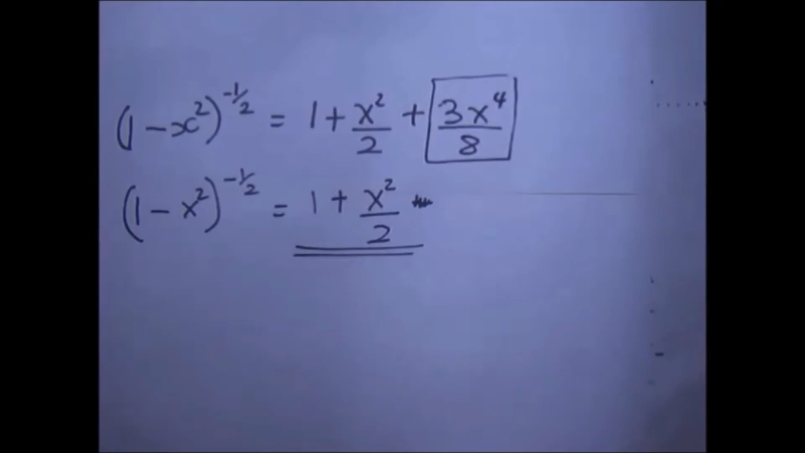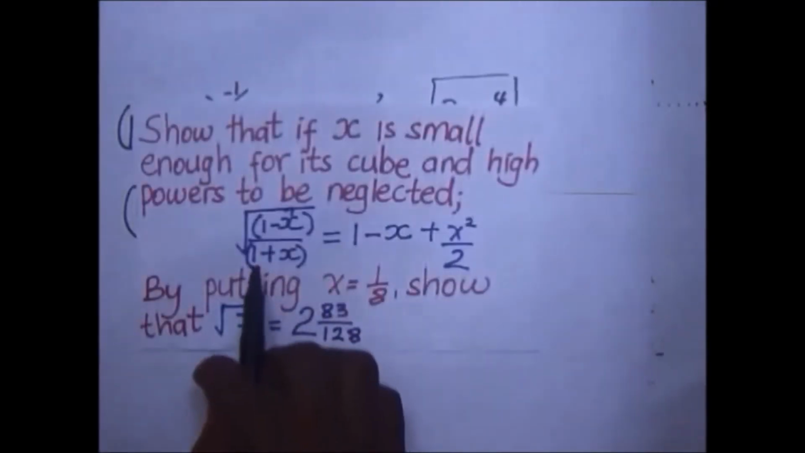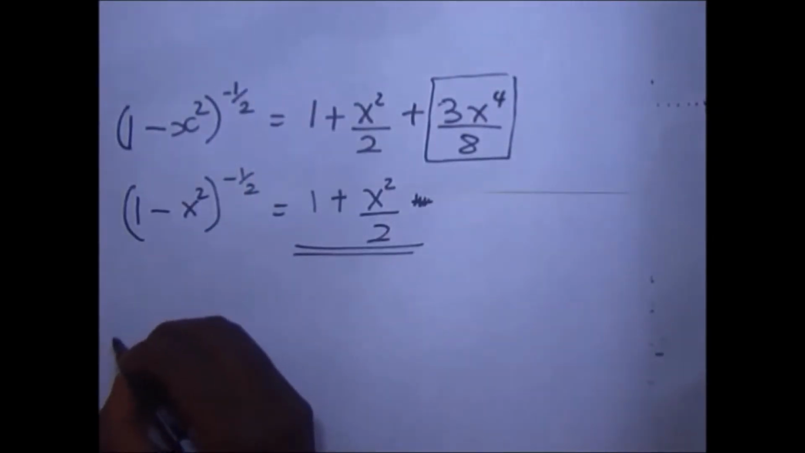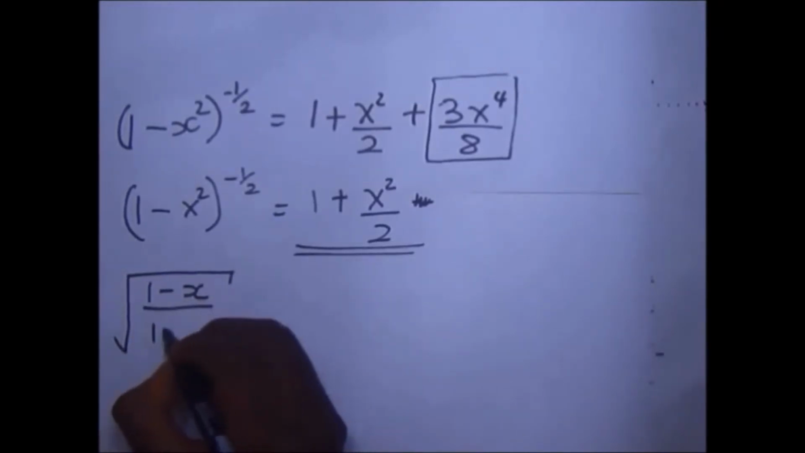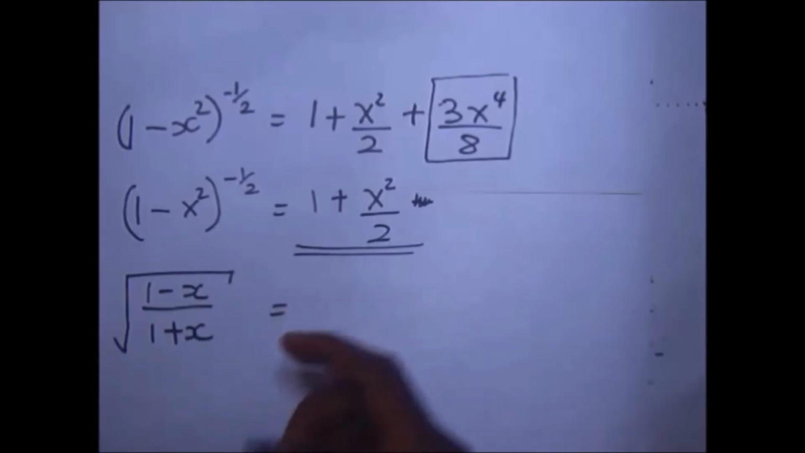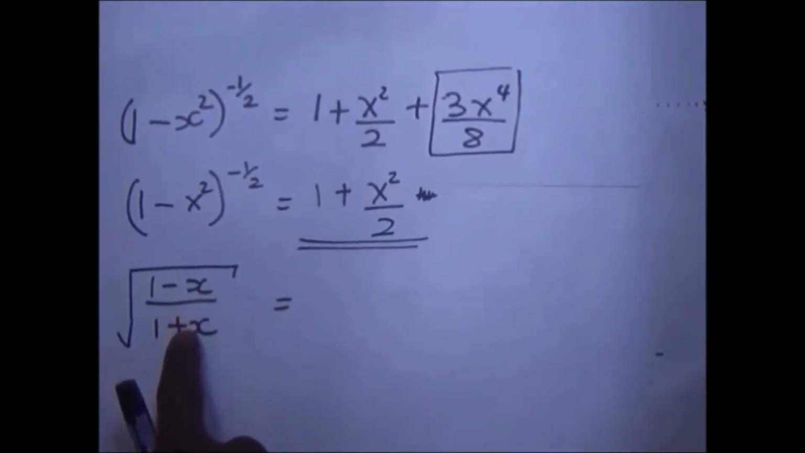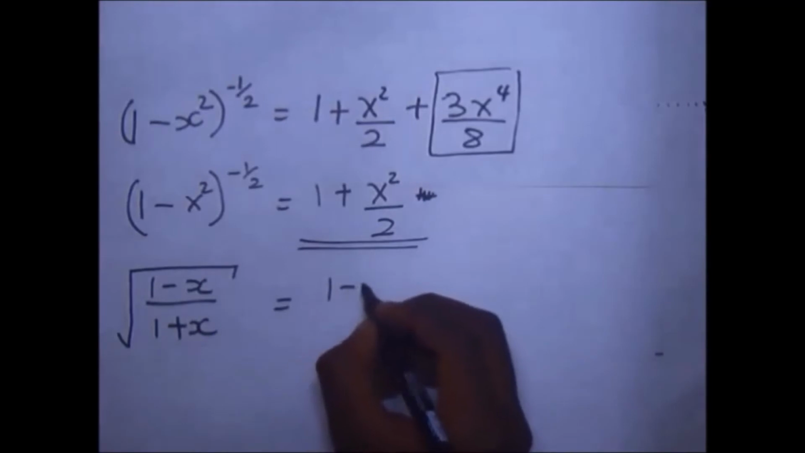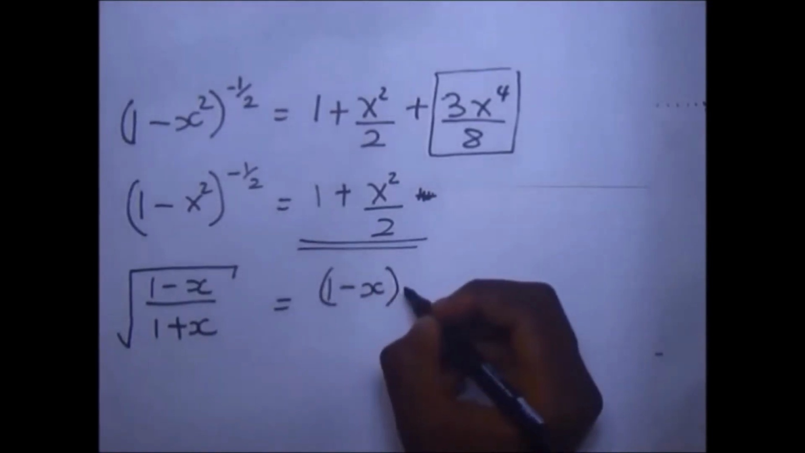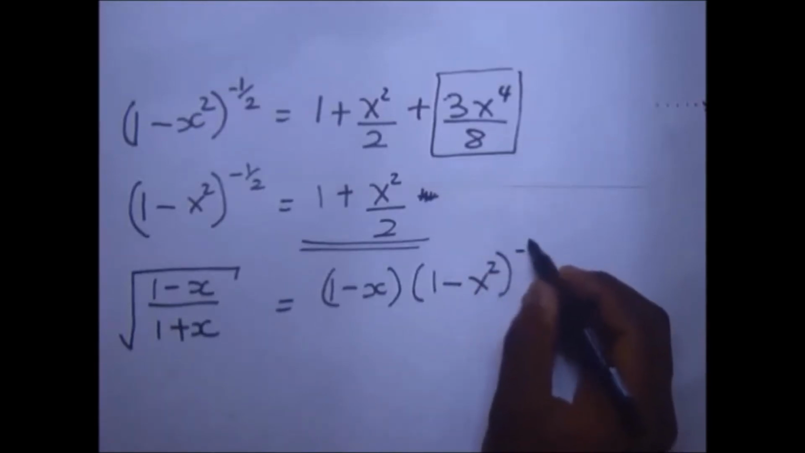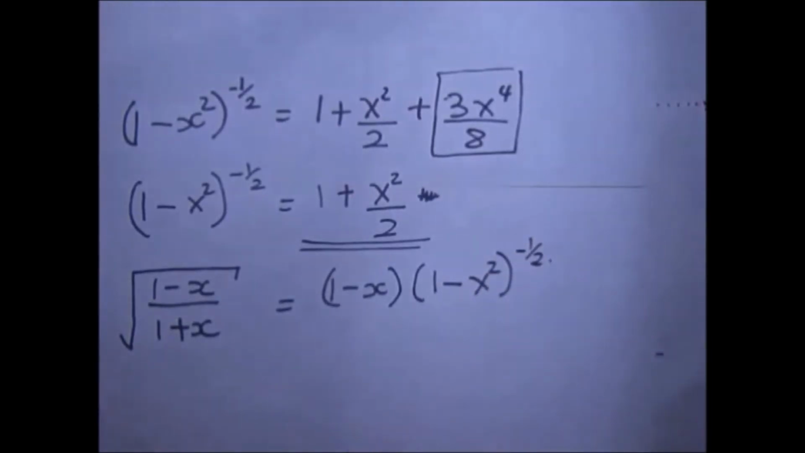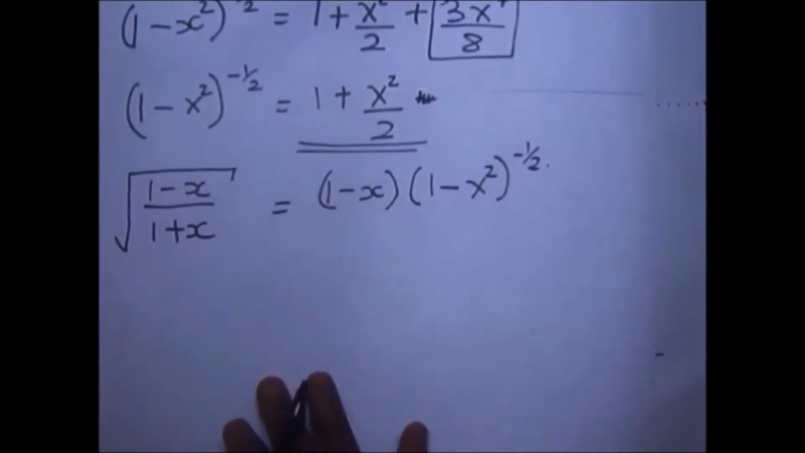Then going back to our original question, remember, we are trying to expand this. From our previous working, it has been (1 minus x) over (1 plus x). After rationalizing the denominator here, we ended up with (1 minus x) into (1 minus x squared) to the power negative a half. Now we said that the expansion for this is known.